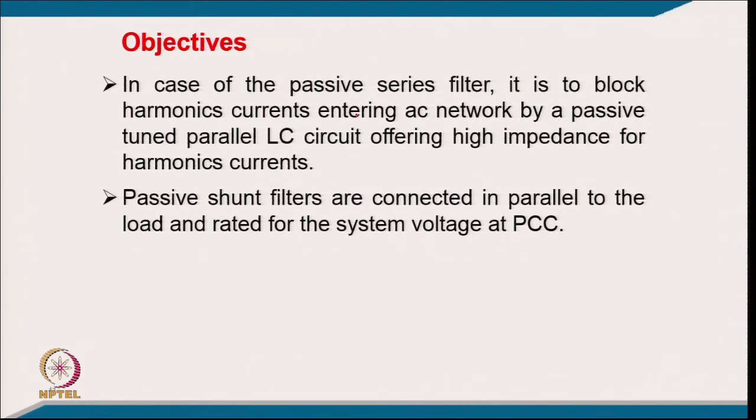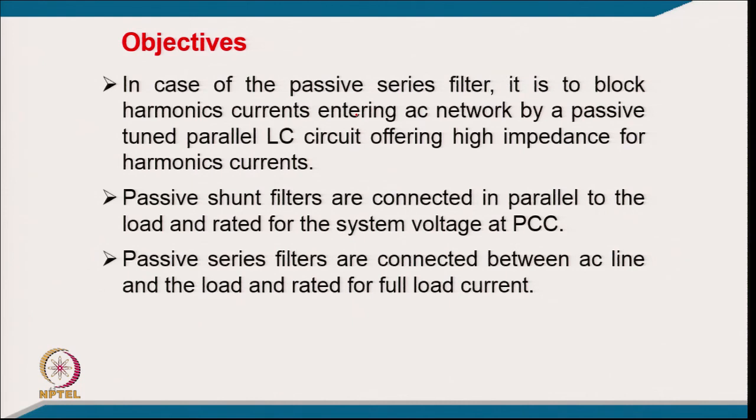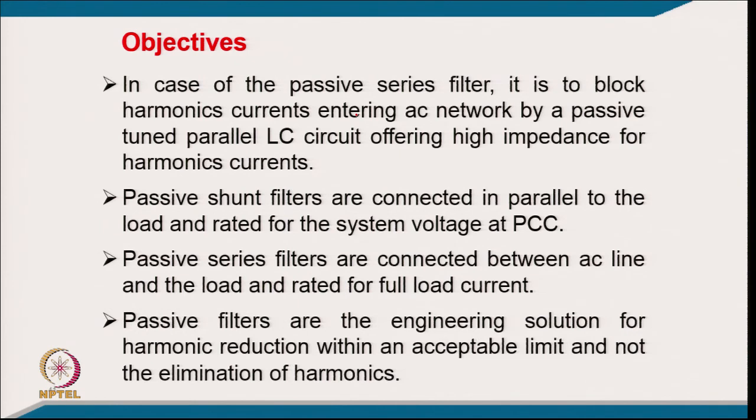So, passive shunt filters are connected in parallel to the load and rated for the system voltage at the PCC, and passive series filters are connected in between the AC line and the load and rated for full load current. That is the important criterion. So, here the voltage rating depends on the PCC voltage, and here the current rating is decided by the load current. So, this is also another basic objective or concept to understand for the design. And passive filters are the engineering solution for harmonic reduction within an acceptable limit and not complete elimination of harmonics. This is also very important as an objective.